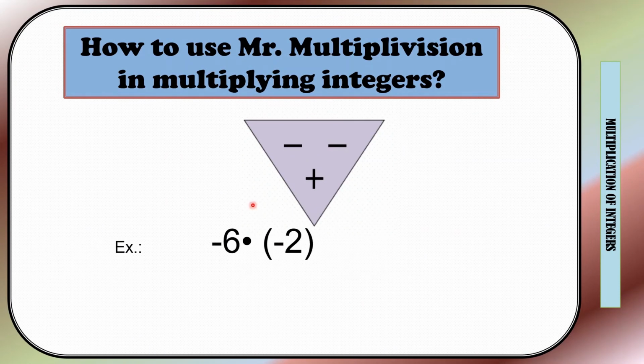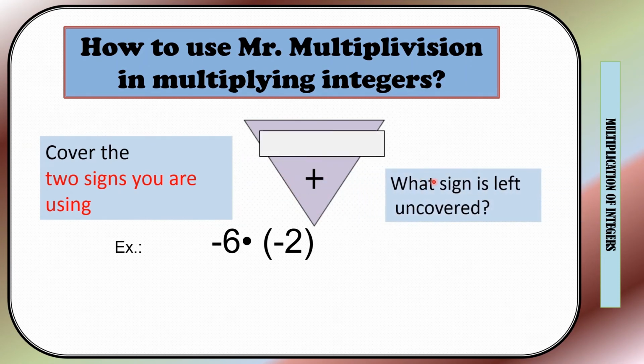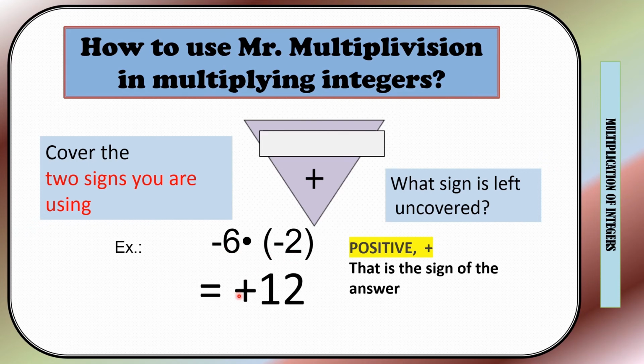Another example. If you have negative 6 times negative 2, they are both negative. Let us cover these negative signs here. So what sign is left uncovered? That is a positive sign. That is our sign for our answer. Negative 6 times negative 2 will give you the result of positive 12. Okay, just showing that they are both negative. That's why it is a positive product.